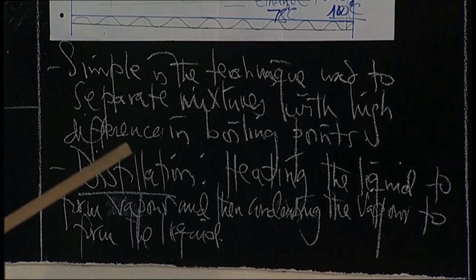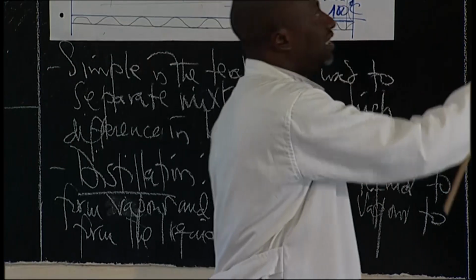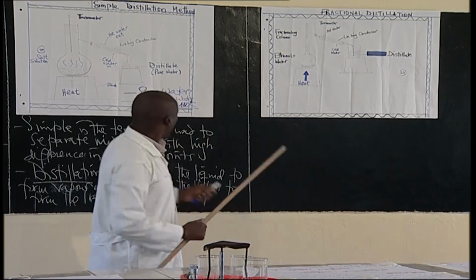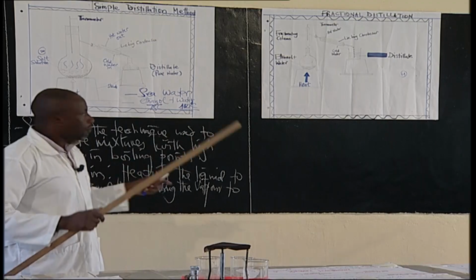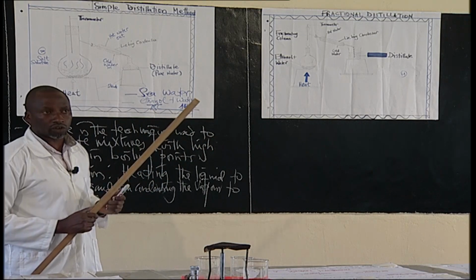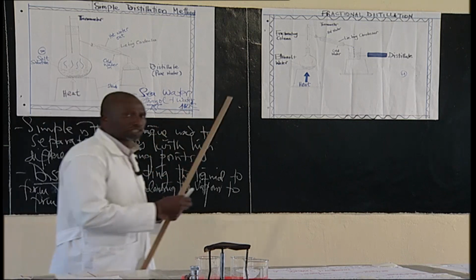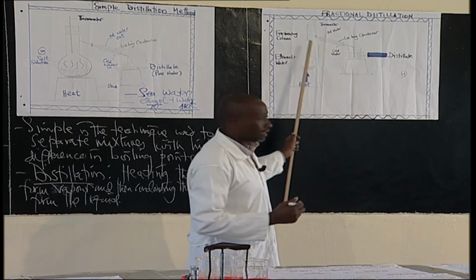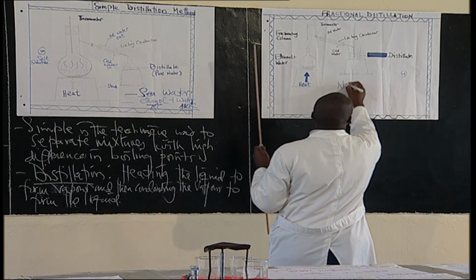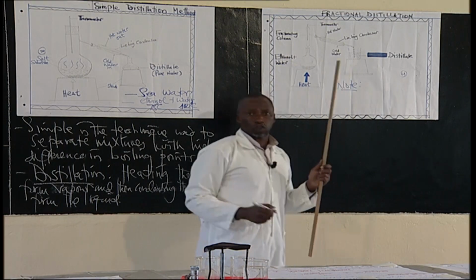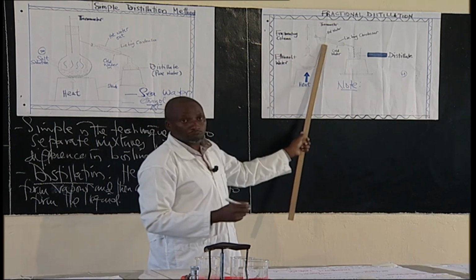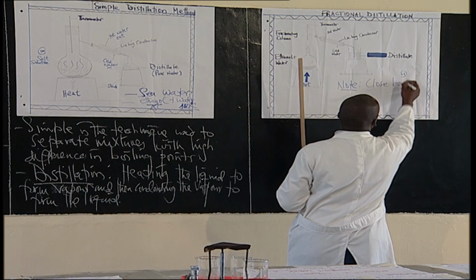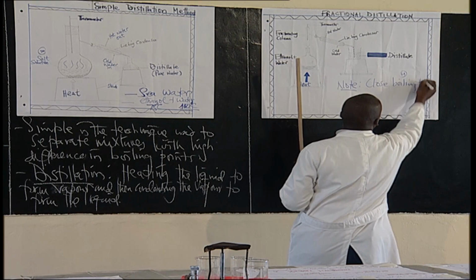So we can proceed and move to fractional distillation. Fractional distillation is somehow similar to simple distillation, only that the substances to be separated must have close boiling points. This is a very important note to consider: close boiling points.